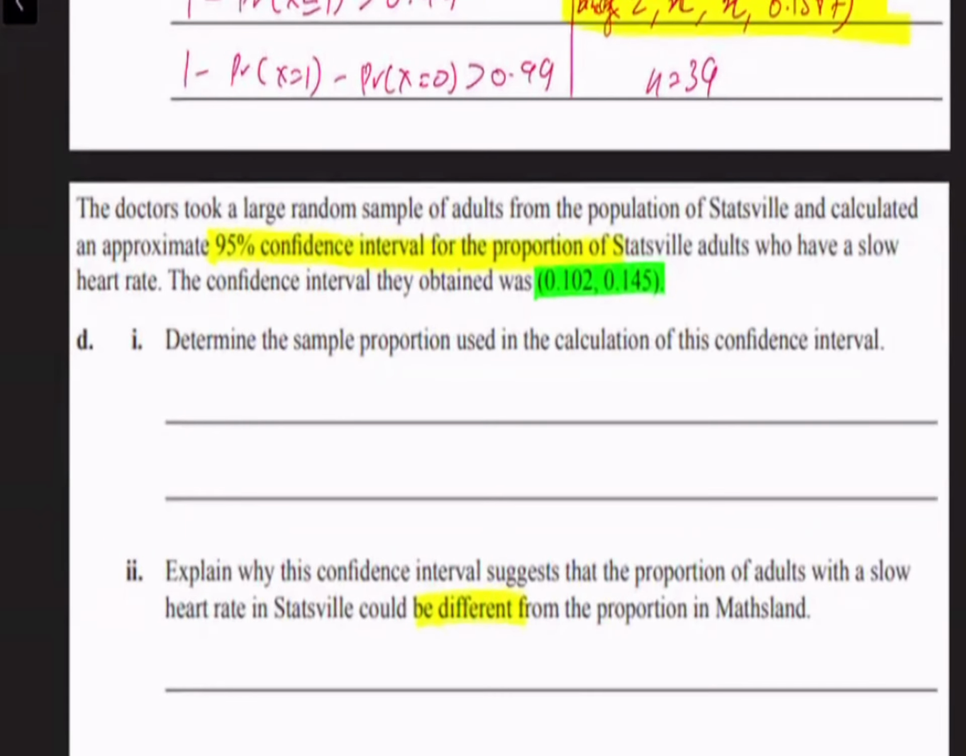So we're doing confidence interval now, and sample proportion. So sample proportion we know is the middle value of these two. So p hat is just going to be 0.102 plus 0.145 divided by 2, which is 0.1235.